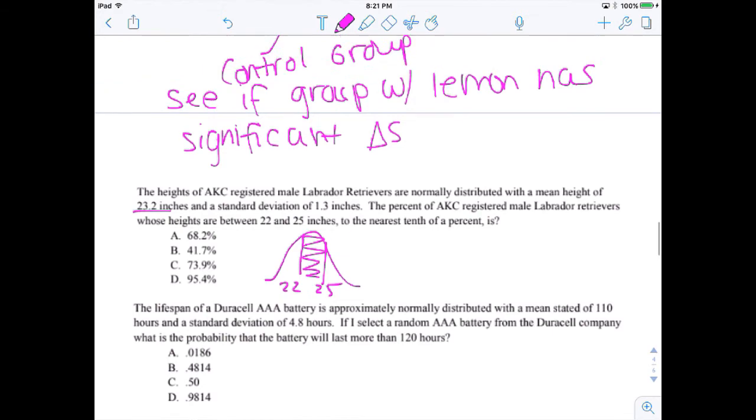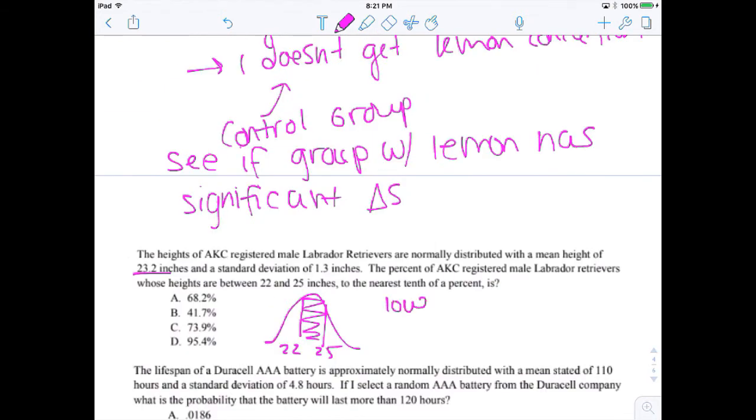So I'm going to put this into my calculator. My lower is going to be 22. My upper is going to be 25. My mu is 23.2 and my sigma is 1.3. So I'm just typing that into my calculator exactly that way.